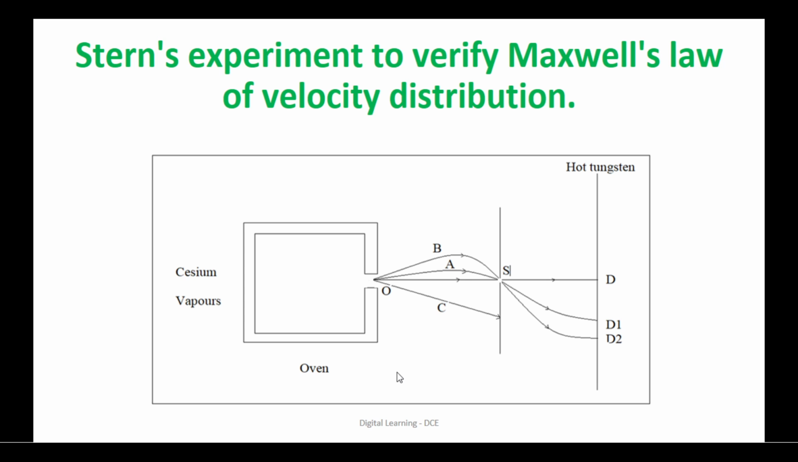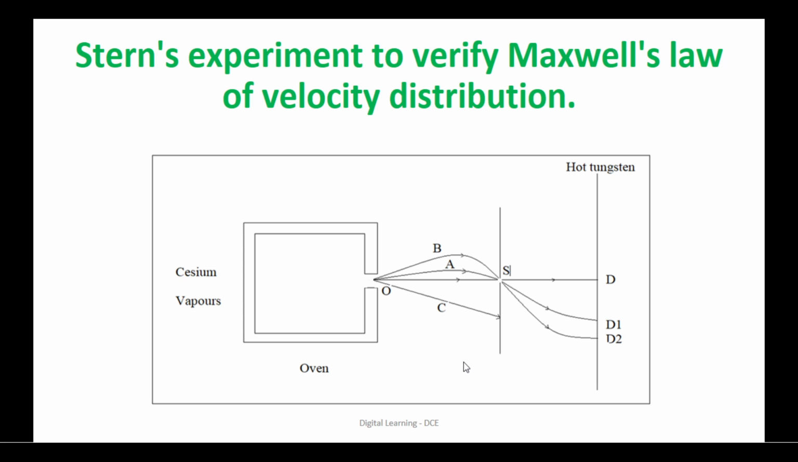In the absence of gravitational field, the cesium atoms from the oven will move through the opening O and then through the slit S, then are incident at point D on the tungsten wire. They do not undergo any deviation, meaning they are moving along a straight line, then are incident at point D on the tungsten wire. This will happen when the gravitational field is absent.